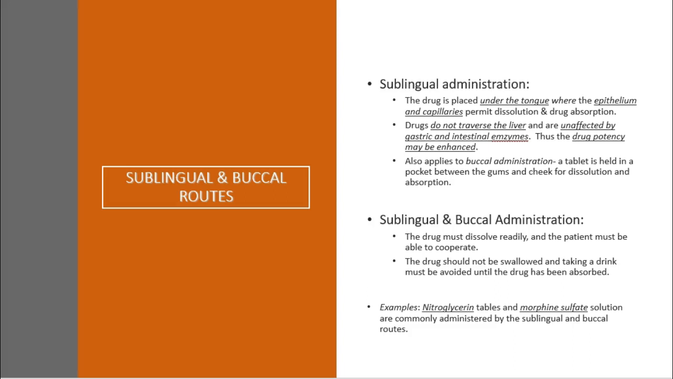Sublingual or subbuccal: the drug is placed under the tongue, or where the epithelium and capillaries absorb it, and it's absorbed quickly, so it gets into the system really fast. It does not traverse the liver and is unaffected by gastric and intestinal enzymes, thus the drug potency may be enhanced. So usually it's really quick. Subbuccal is a tablet held in the pocket between the gums and the cheek for dissolution and absorption.